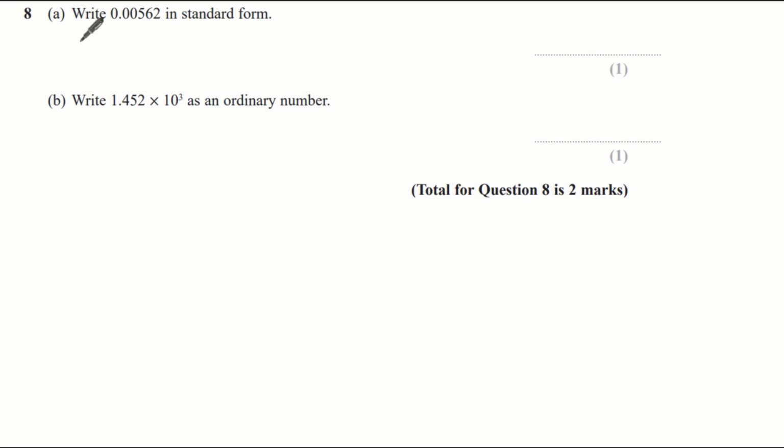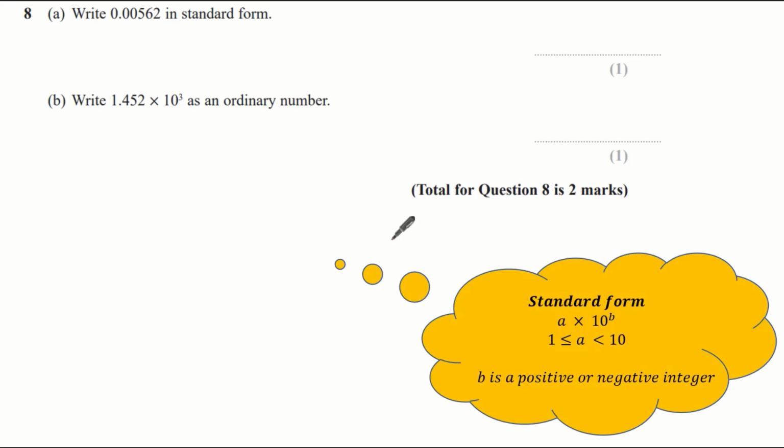Question 8a wants us to write 0.00562 in standard form, and B wants us to write 1.452 times 10 to the 3 as an ordinary number. Now what's important to note with standard form is the notation: A times 10 to the B, where A is a number between 1 and 10, including 1, and B is the power. If B is positive, then we know the number is very large, and if B is negative, then we know the number is very small.